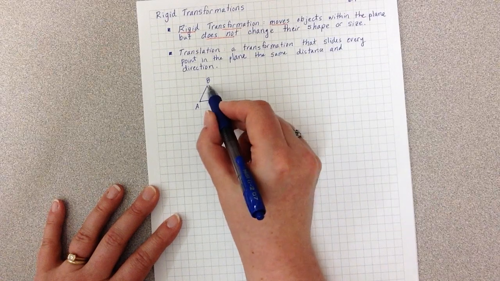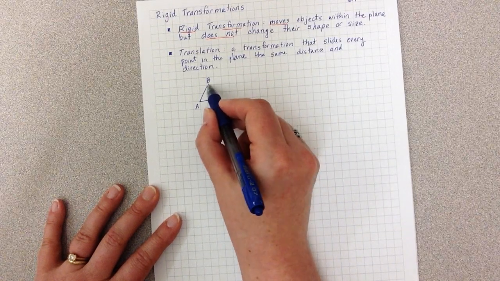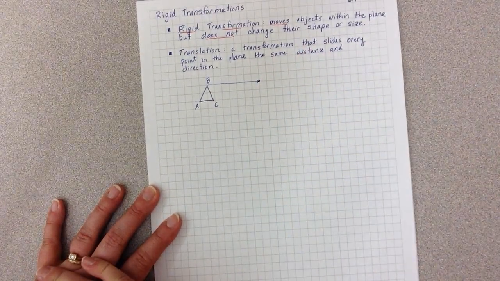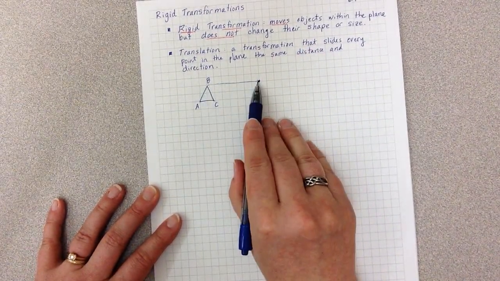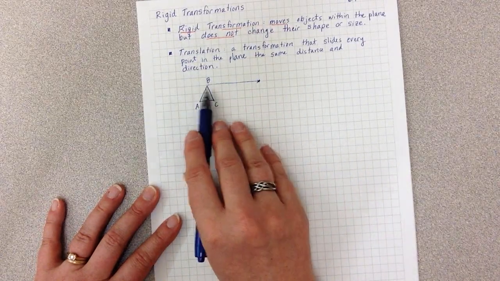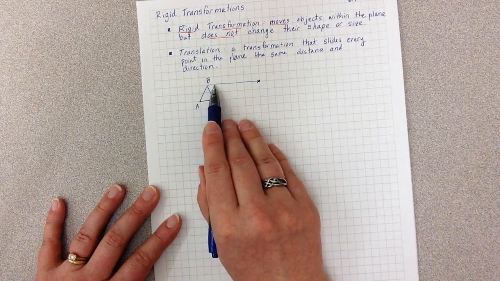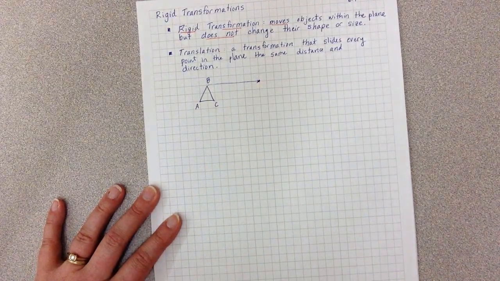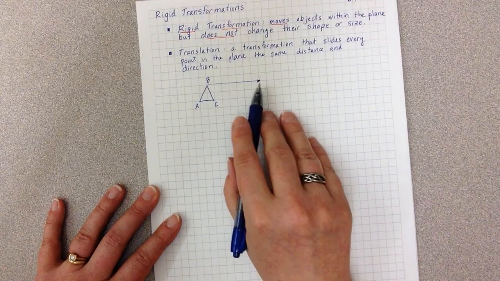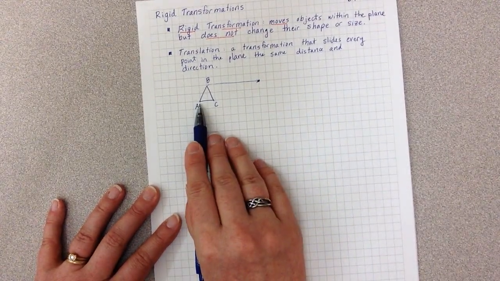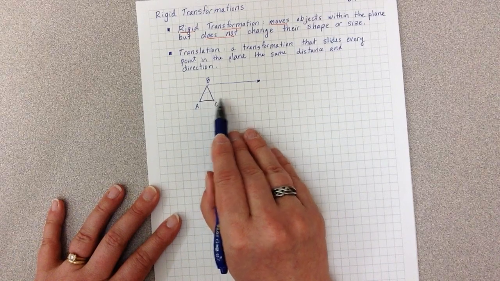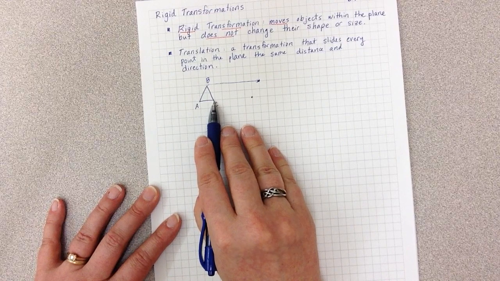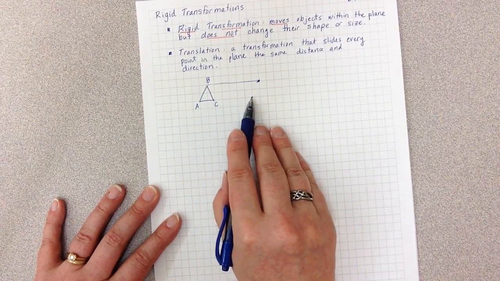So let's slide this over along this vector. So we'll put our new B right here. And we have a direction. We're moving straight horizontal, and we have a distance, 1, 2, 3, 4, 5, 6, 7. So I slid B over 7, which means I need to slide A over 7. 1, 2, 3, 4, 5, 6, 7. And C over 7. 1, 2, 3, 4, 5, 6, 7.